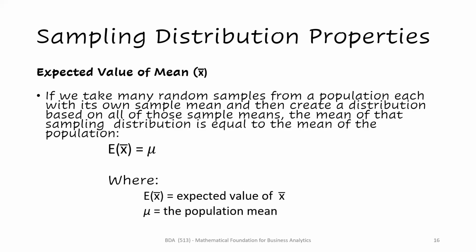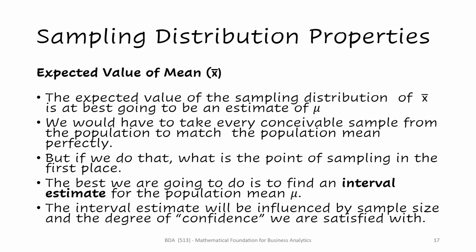So we have the expected value, which is equal to the mean, where the S bar is the expected value of the S bar. Let's say sigma and the S bar, and mu is the population mean. The expected value of the mean, where we take so many samples, should ideally be equal to the population mean. Okay. All right.